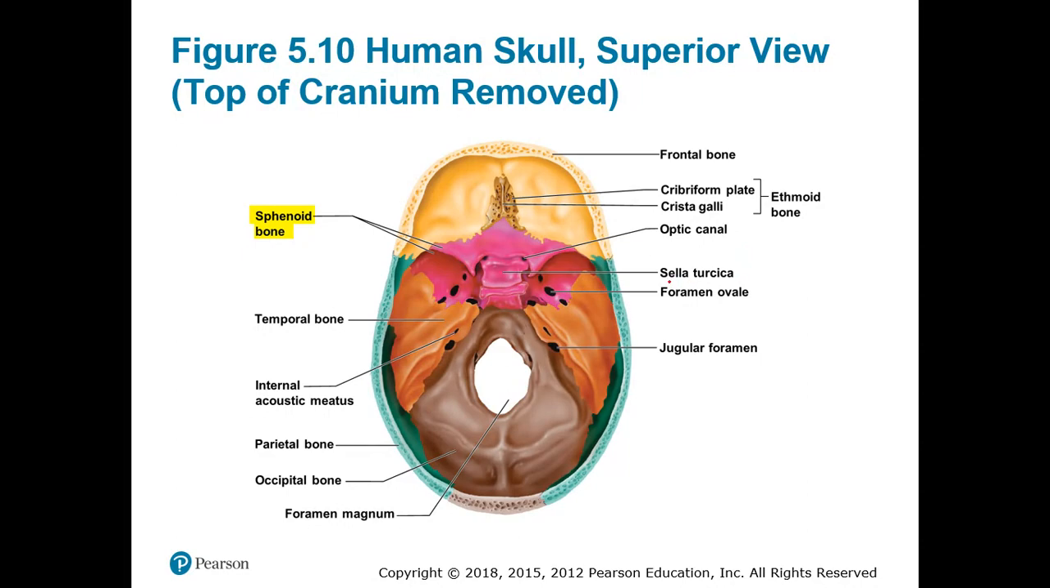The first one is your sella turcica. This is actually where your pituitary gland, which is part of your endocrine system, sits. We also have an optic canal. The optic canal is where the optic nerve, which is the nerve that goes to your eye, passes through.